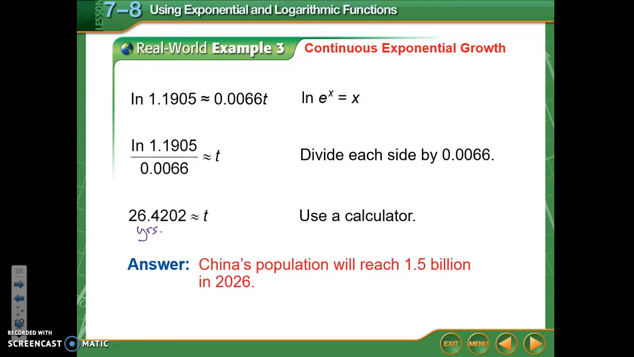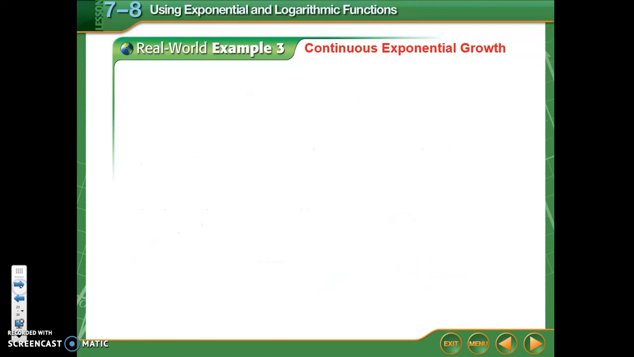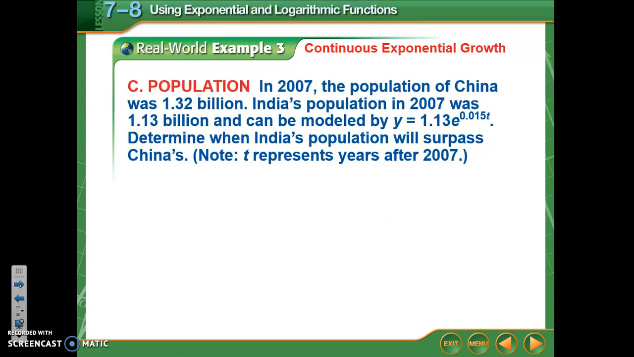So it'll reach that in the year 2026 because remember our starting point is the year 2000. So if 26.4202 years have passed, it will be in the year 2026 that China's population would reach that amount. All right, same problem, another question. When will India's population surpass China's?